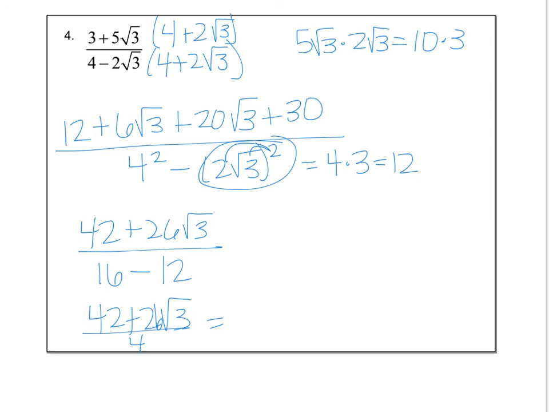And then this one, we can't divide all of those by 4. We can only reduce by 2. So that's all you're going to want to do, reduce by 2. Either split it apart and reduce by 2, or just notice that's what you can reduce them all by, but that's all you can do here. So it's 21 plus 13 radical 3 over 2.